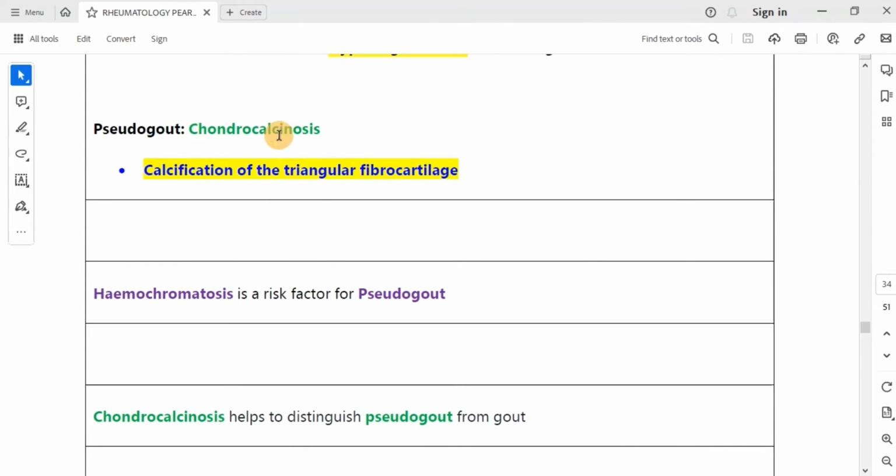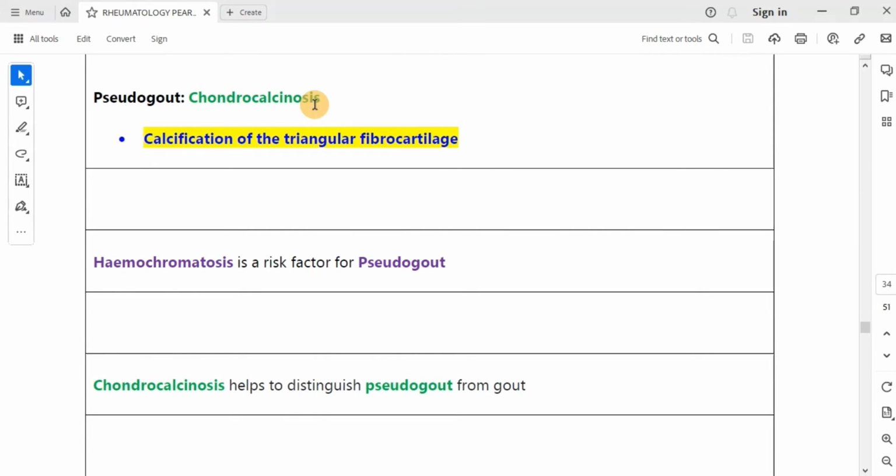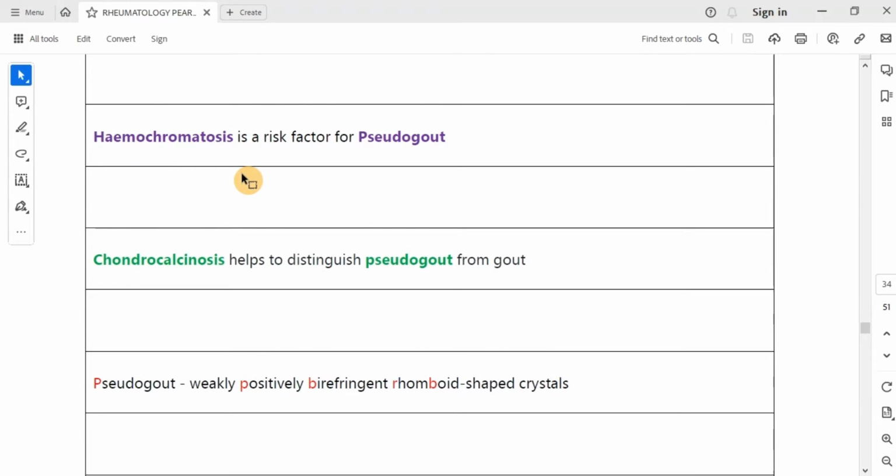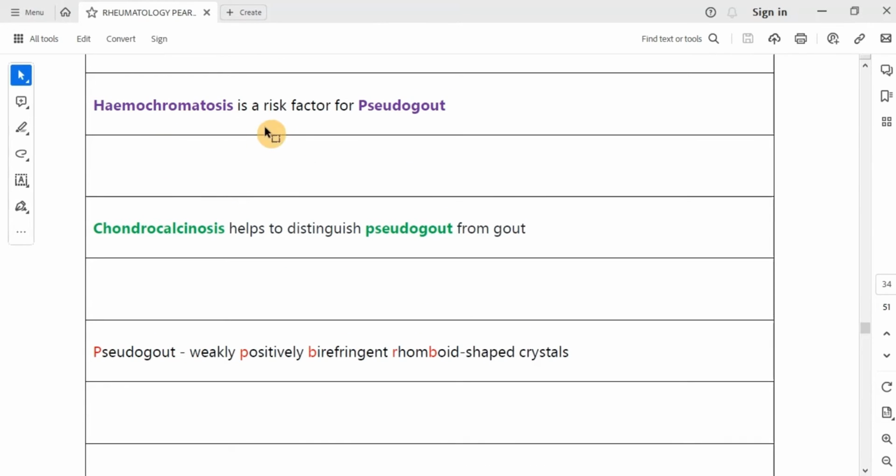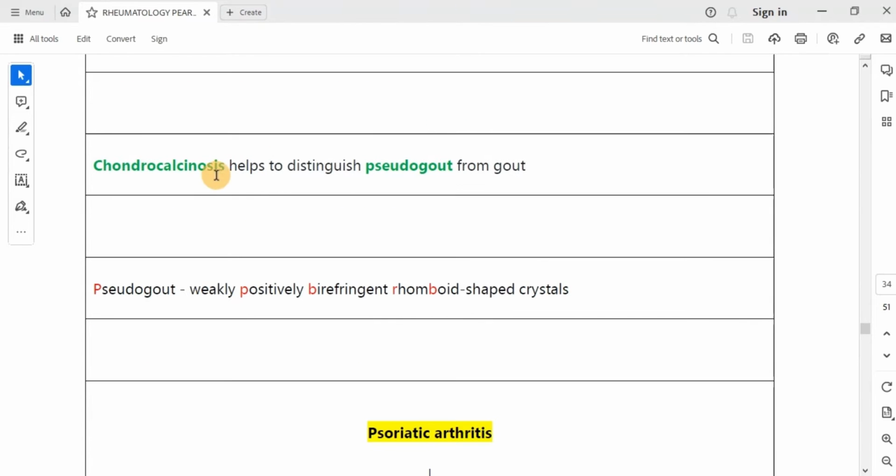And chondrocalcinosis. Chondrocalcinosis is the pathognomonic radiological finding in favor of pseudogout. And chondrocalcinosis means calcification of the triangular fibrocartilage, and in some cases we can get the double meniscus sign or calcification of the medial meniscus. Hemochromatosis is a risk factor for pseudogout. Chondrocalcinosis helps to distinguish pseudogout from gout. So pseudogout, chondrocalcinosis; gout, punched out lesion.